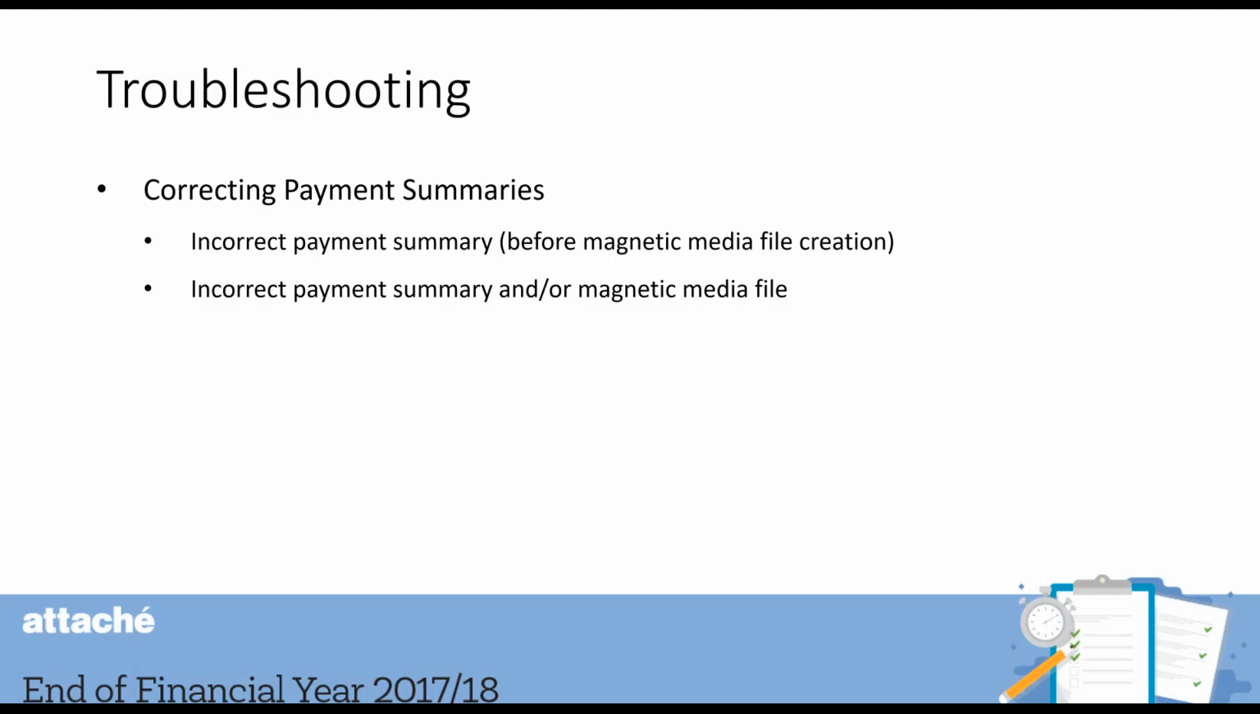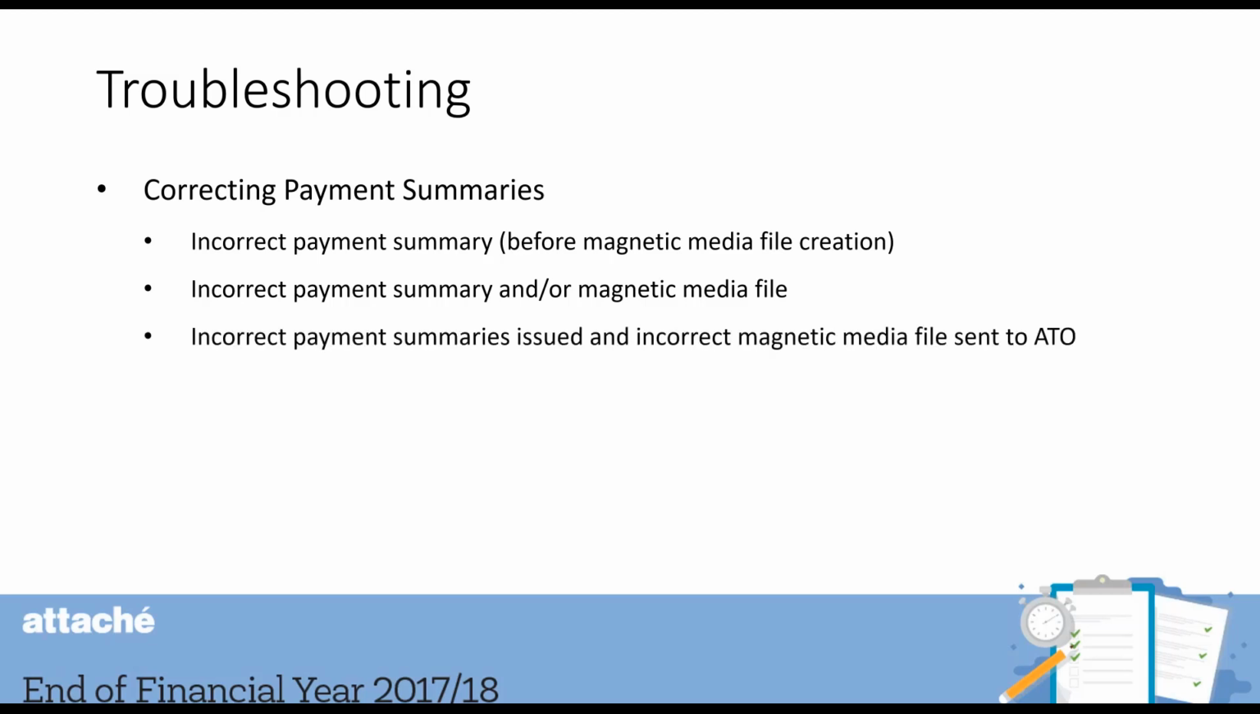So in this scenario, what you then do is you can delete the payment summaries, recreate and print the payment summaries, and recreate the MDUP file. It is important that you need to have a password level 1 to be able to delete the payment summaries and or undo the magnetic media batches.